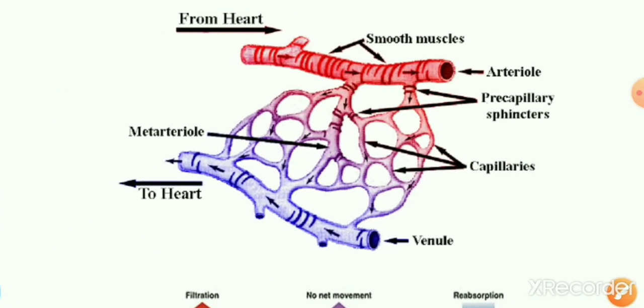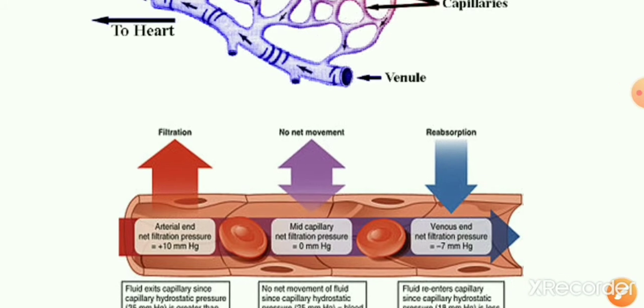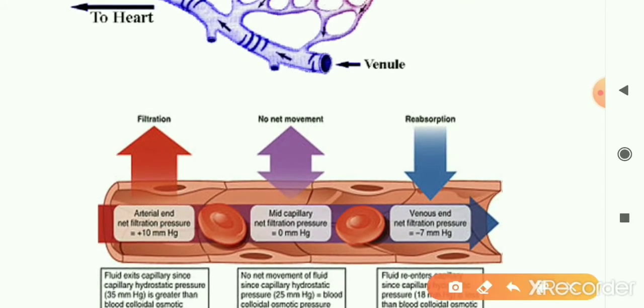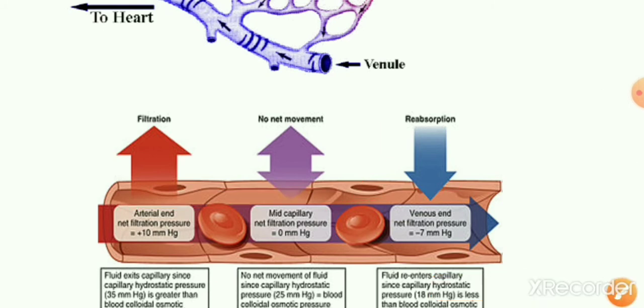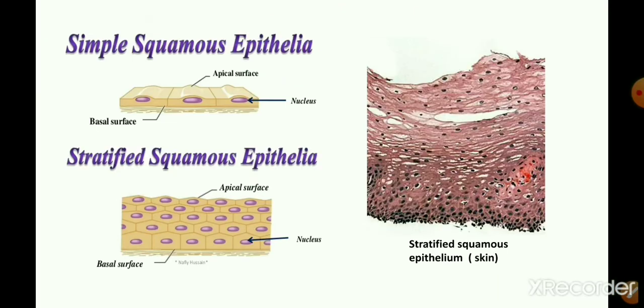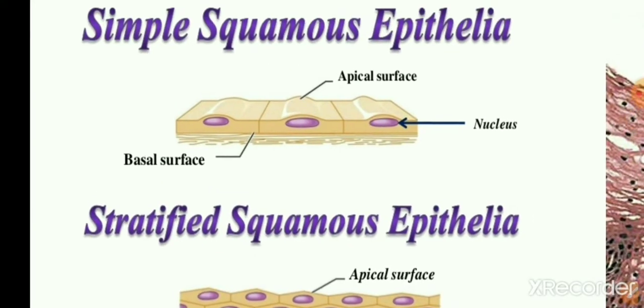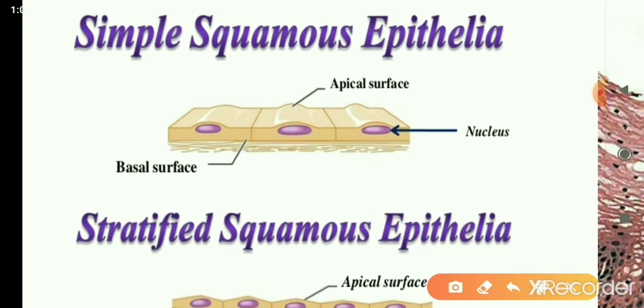Similarly, the blood capillaries, where exchange of material has to happen, are also made up of just one layer of squamous epithelium. So this lining of the blood capillary is made up of squamous epithelium, and since it is one layer, it is a simple squamous epithelium. So simple squamous epithelium forms a lining of air sacs and the blood capillaries where exchange of gases or the exchange of materials occurs. That's the main function of the simple squamous epithelium.